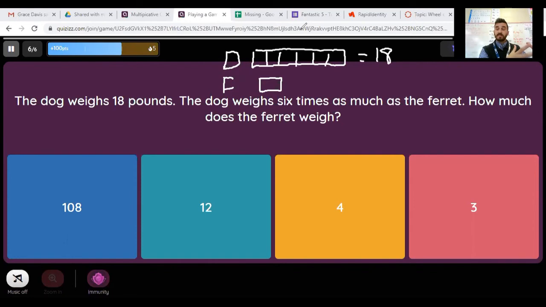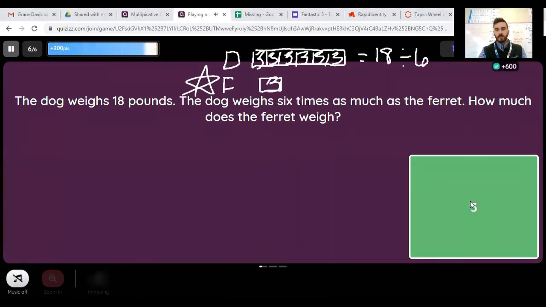So now I got to split those 18 pounds between those boxes, but only the dog's boxes because it has nothing to do with the ferret. So I would do 18 divided by 6, which would mean that every single one of those boxes is going to be equal to 3, which means the ferret's box is equal to 3. And if it wants to know how much the ferret weighs, that would be your answer.